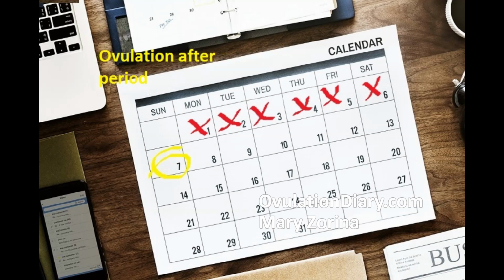If you want to learn more about ovulation immediately after menstruation, 7th-9th day of the cycle, and the percentage of pregnancies, see the other video. Link to it is below.